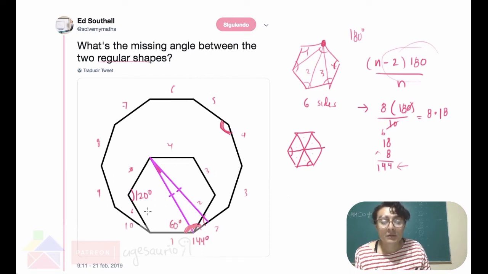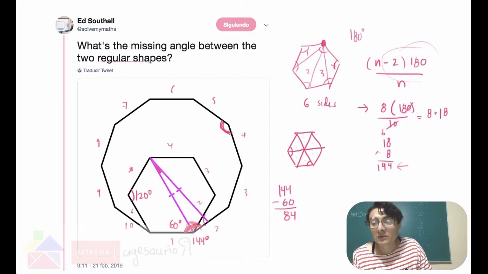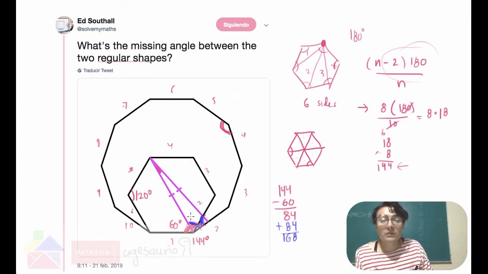So all we have to do now is find the difference. 144 minus 60, right? So that's 84. Okay, so this one is 84. We could use another color, right? This one is 84, so this one is 84 too. So how much is 84 plus 84? That's 168. And we know that the complete triangle is 180 minus 168. That's 12 degrees. So this right here is 12 degrees, right?